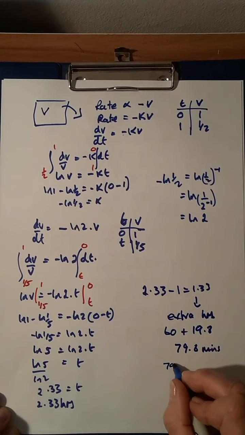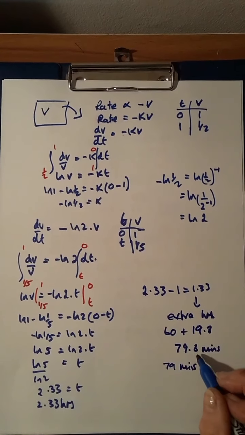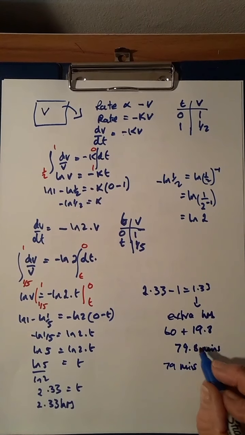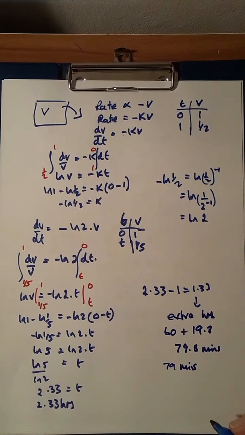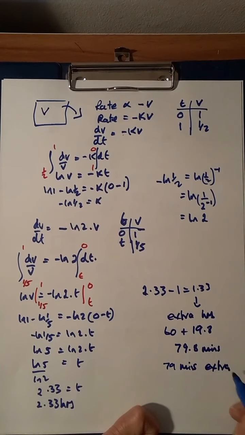So it takes 79 minutes to the nearest minute, because it's not yet 1/5 full, it's still more than 1/5 full if you go past the 0.8. So it's another 79 minutes extra before it's 1/5 full.